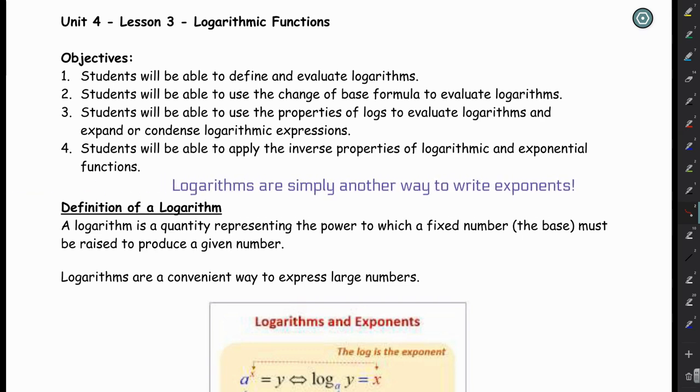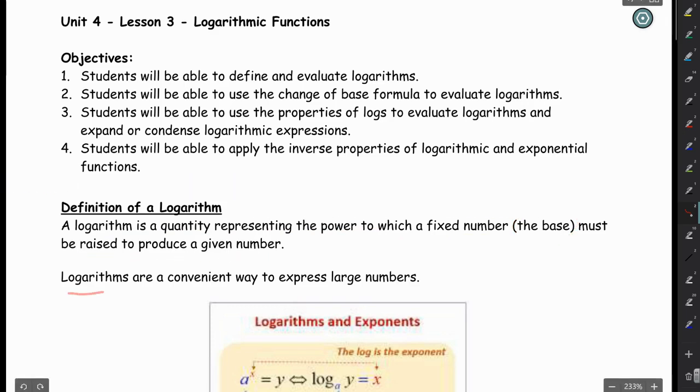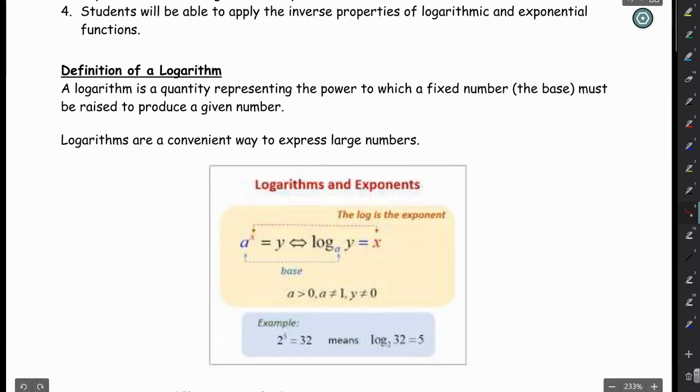All right, so a logarithm is a quantity representing the power to which a fixed number, the base, must be raised to produce a given number. Logarithms are a convenient way to express large numbers. They're also helpful when we have a variable as an exponent. So here we have the definition of a logarithm. If we have an exponential function, we can rewrite it in logarithmic form.